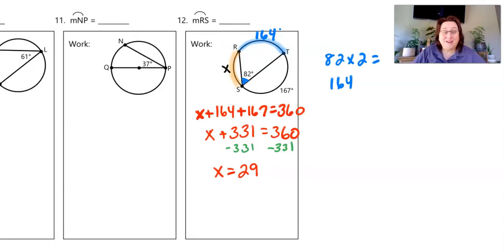Were you on the right track? Part plus part plus part equals the whole. They all add up to 360. So you should have gotten that X is 29, which means that the measurement of arc RS is also 29 degrees. Did you remember the degrees? You've got to remember when we ask for your units, when you're dealing with an arc or an angle in this unit, the angles are in degrees, the arcs are in degrees.